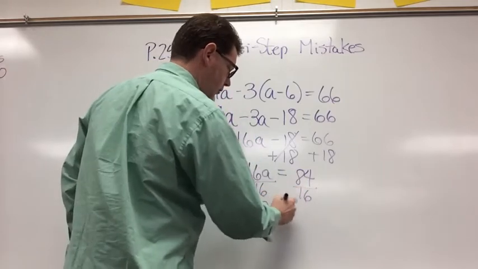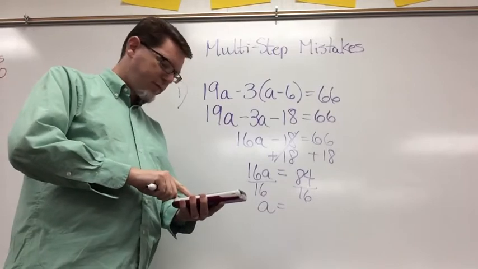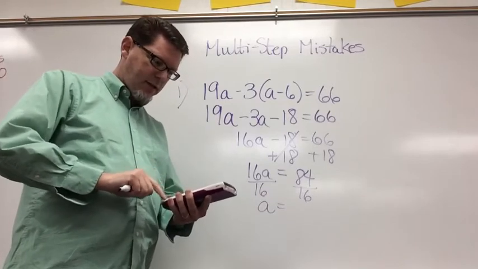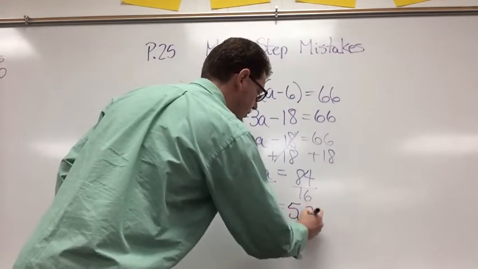And a equals, I'm going to use my handy dandy calculator, 84 divided by 16 equals 5.25.